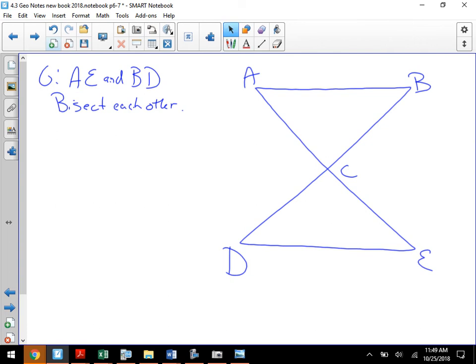Now, one of the things that I want to make sure you guys have on there, on the pressure sheet, deals with segment bisectors. So just double check, make sure you have segment bisector on there. I know we have angle bisector. Almost forgot about it.